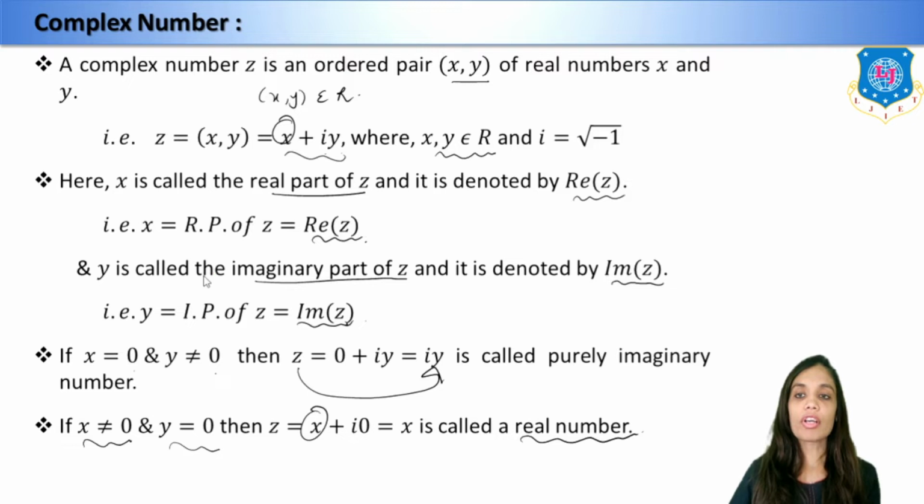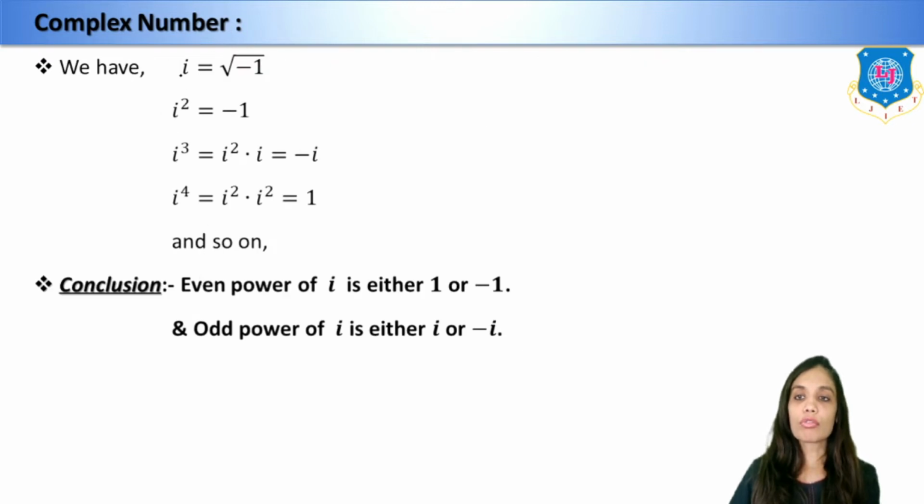Okay. So now let us move on to some remarks on i. So we know that i is equal to square root of minus 1. So we can write this as i square is equal to minus 1. So i cube will be what? i square into i. But we know the value of i square, that is minus 1. So i cube is equal to minus i. i raised to 4 means i square into i square, so minus 1 into minus 1. So the answer is 1 and so on.